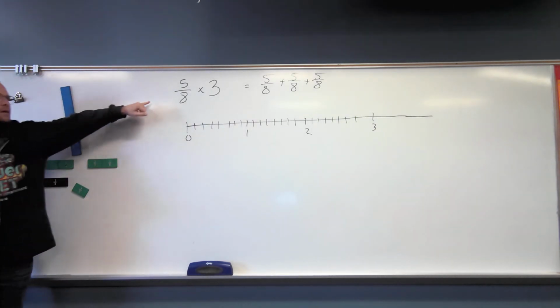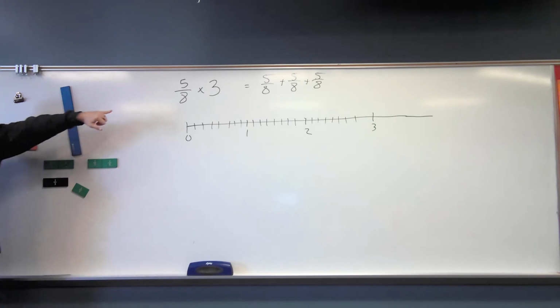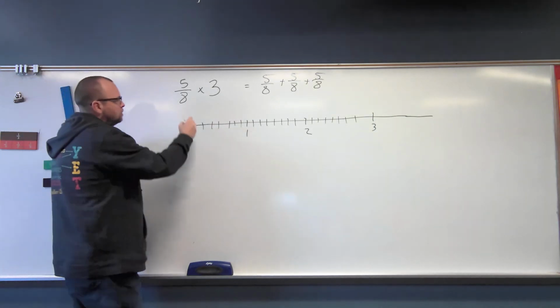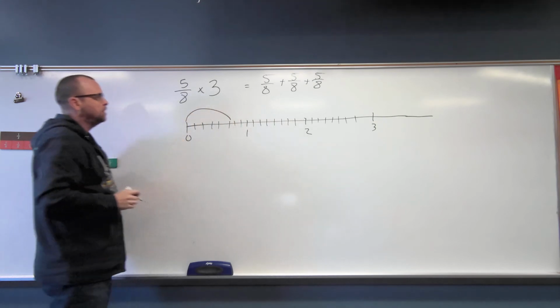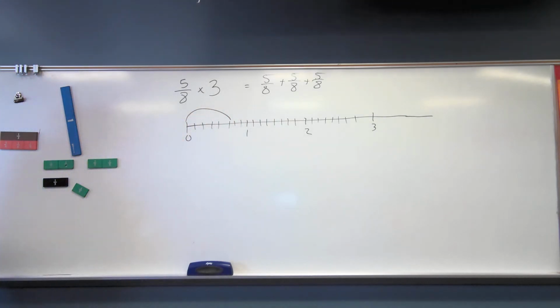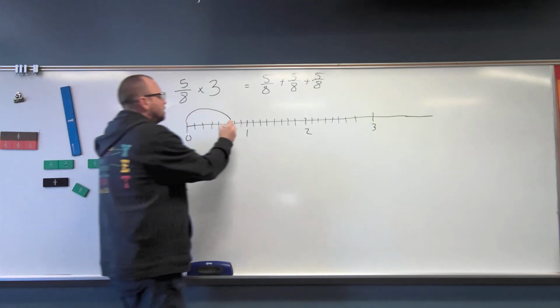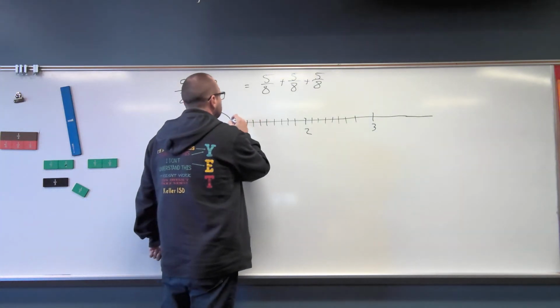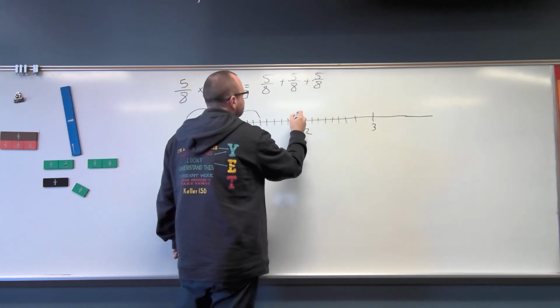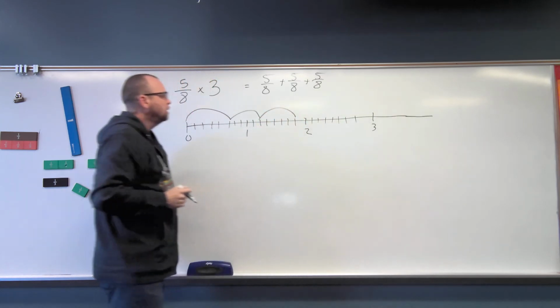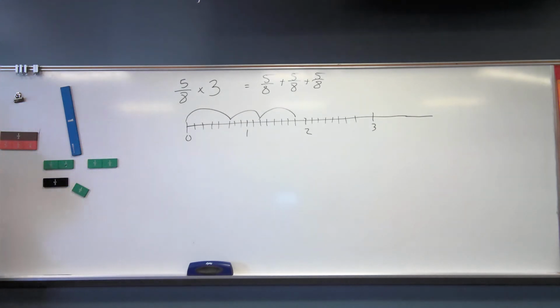And I need to do 5/8 3 times. I always start at 0. 1, 2, 3, 4, 5. So that's 5/8. I gotta go 5/8 more. 1, 2, 3, 4, 5. Gotta go 5/8 more. 1, 2, 3, 4, 5. And is it greater than 2? No. So we know it's less than 2.